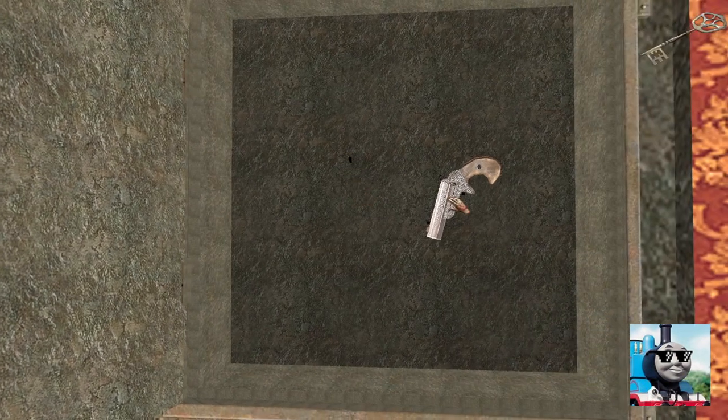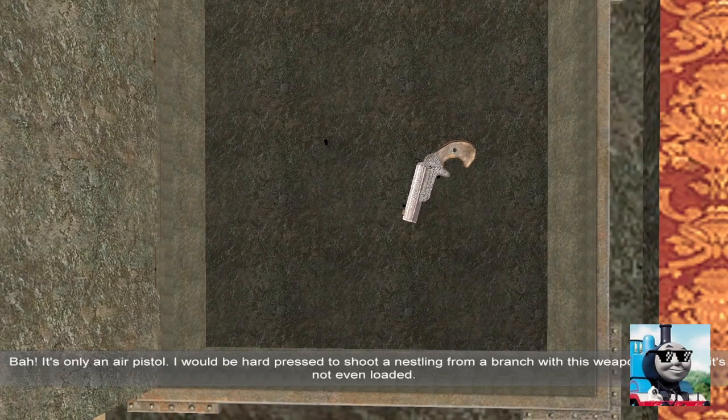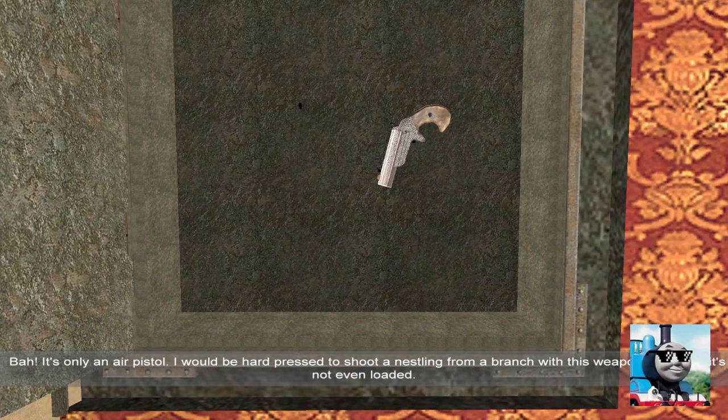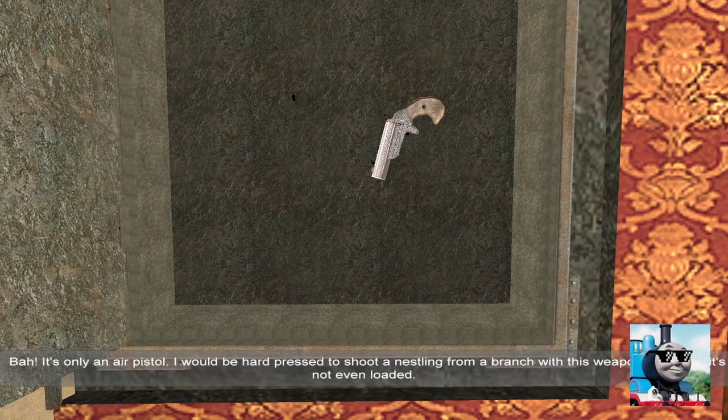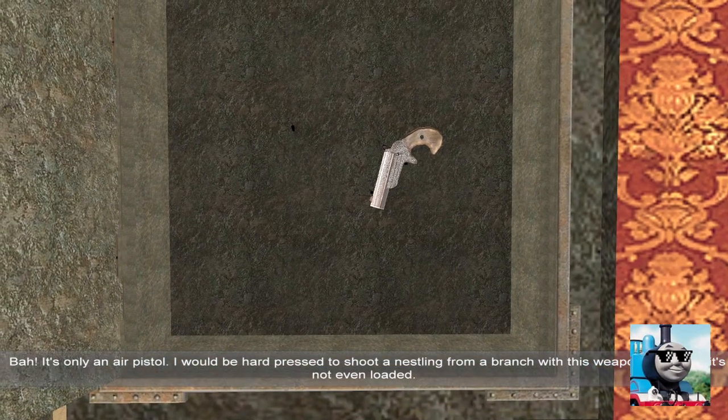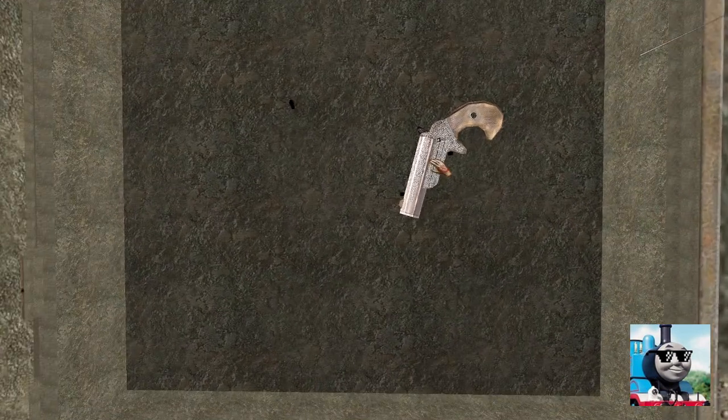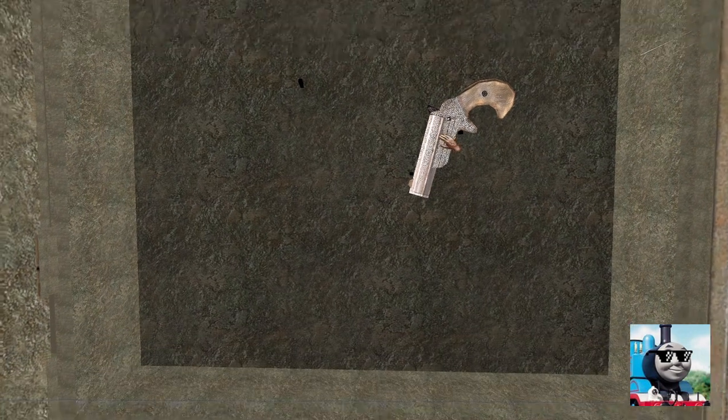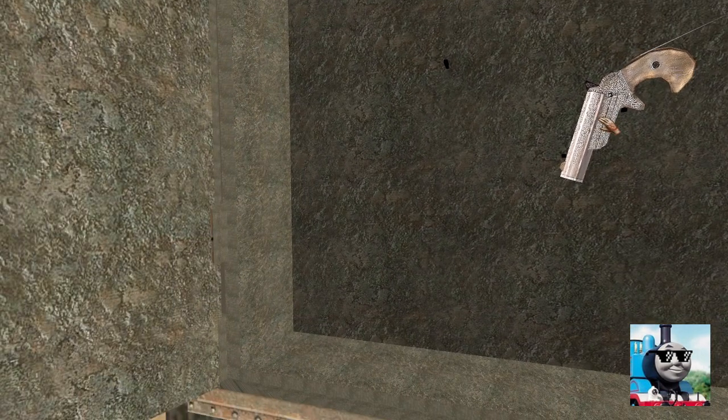Okay, well, that solution was really obtuse. Ooh, a gun. It's only an air pistol. I would be hard pressed to shoot a nestling from a branch with this weapon. Besides, it's not even loaded. I take it anyway. Come on! I guess he isn't inclined to take things.